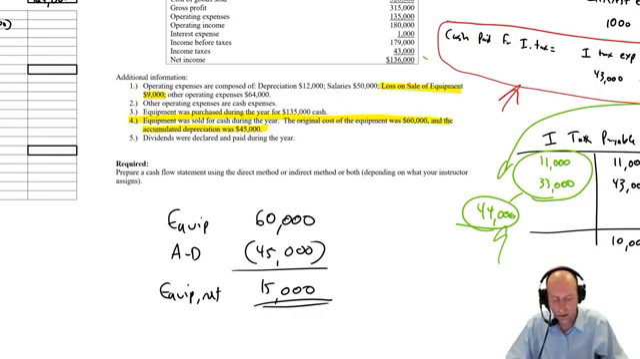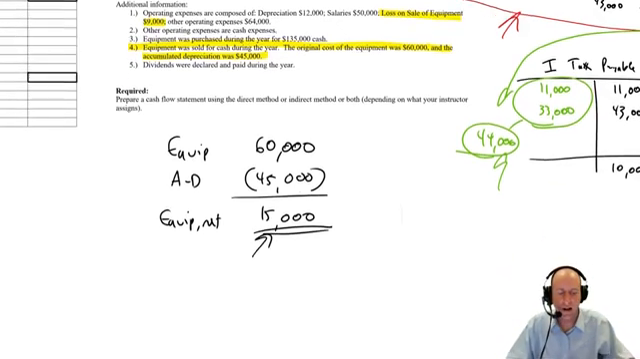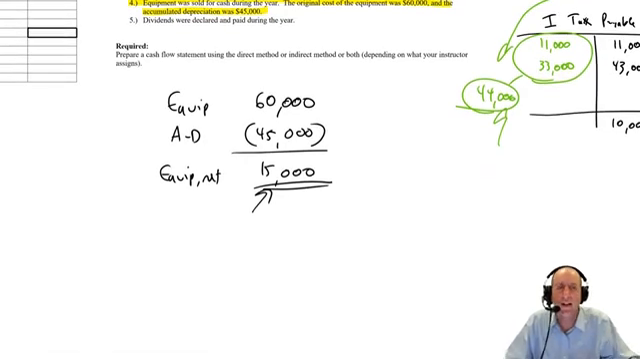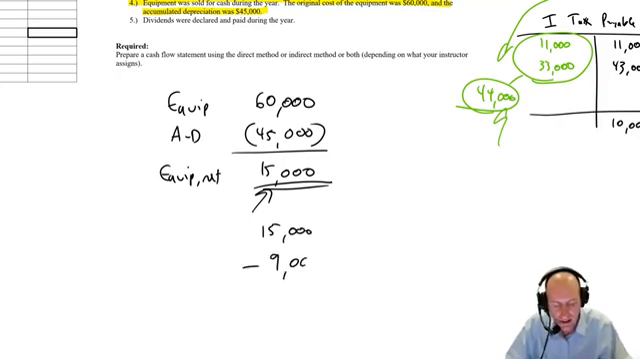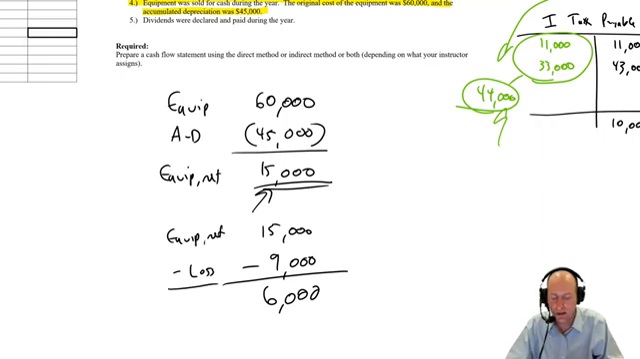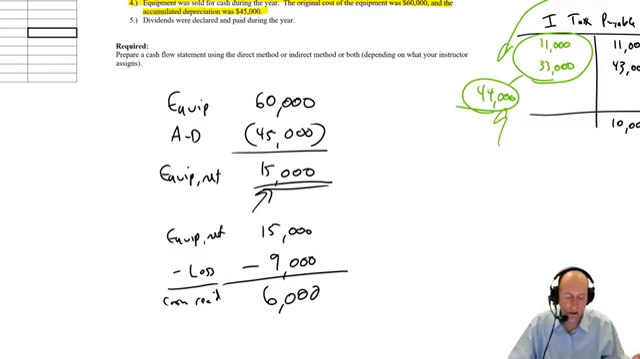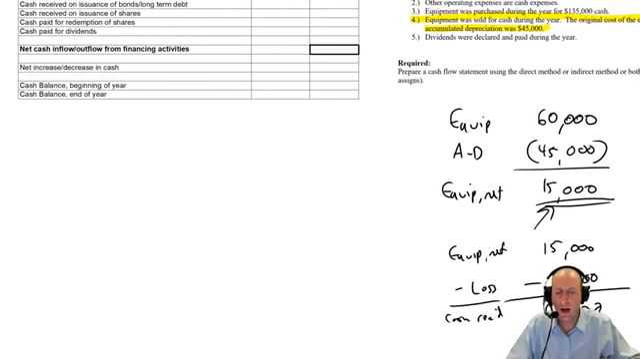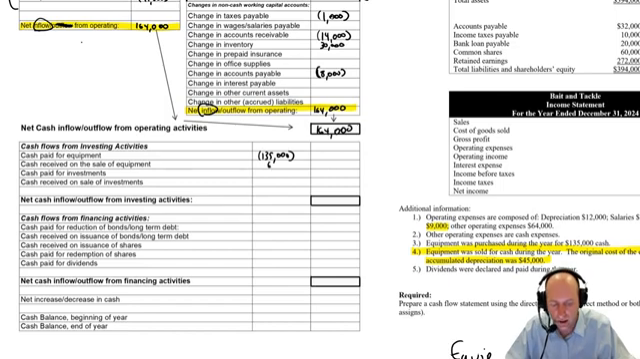So if I sold equipment that I thought was worth $15,000 and I lost $9,000 on the sale, it means I got $9,000 less than I thought it was worth. I thought it was worth 15. I lost 9. Means I must have gotten just $6,000 when I sold the equipment. So again, the equipment net book value, minus the loss or plus the gain. In this case, we'll go minus the loss equals cash received on sale. Cash received on the sale of equipment of $6,000.